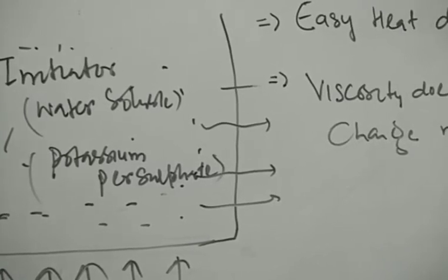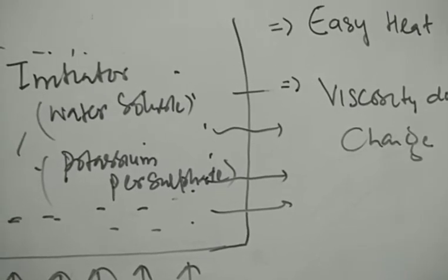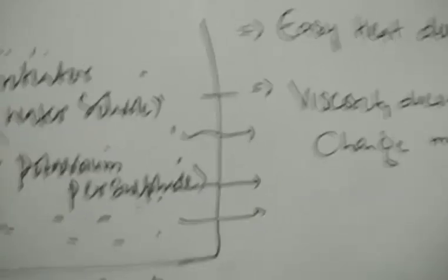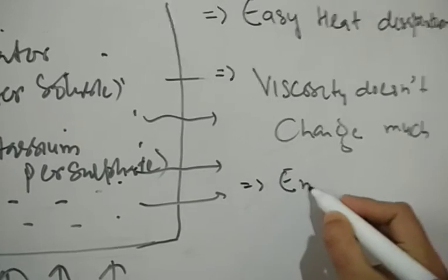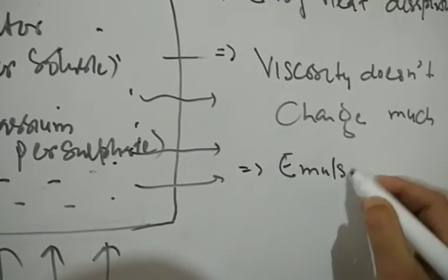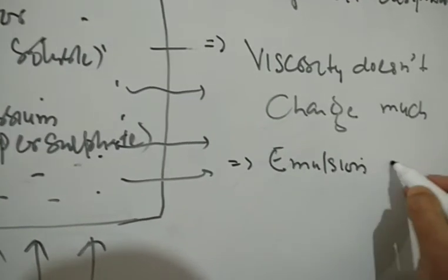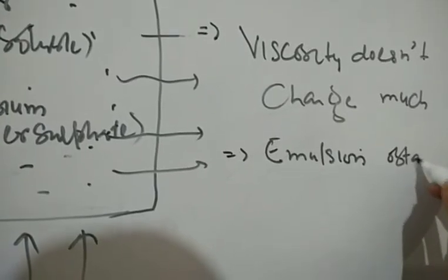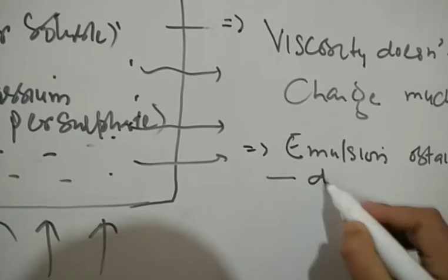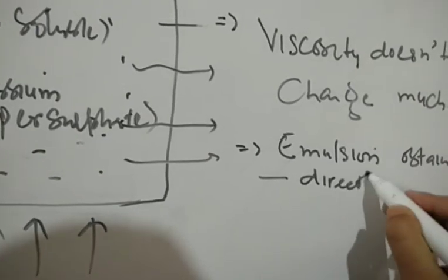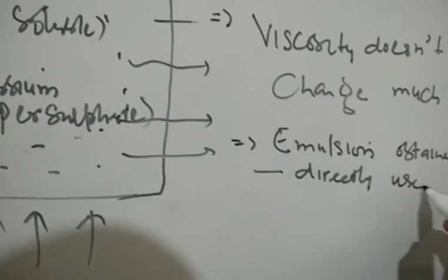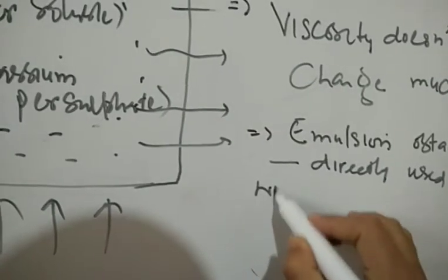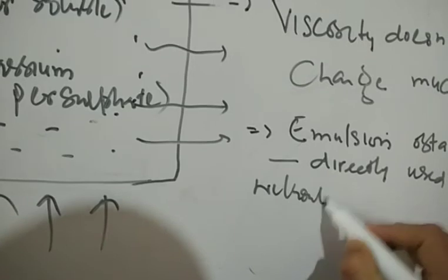अब इसमें एक और important बात ये है कि जो emulsion हमें obtain हो गया, so emulsion can be directly used. Emulsion obtained, polymer emulsion that can be directly used without purification.